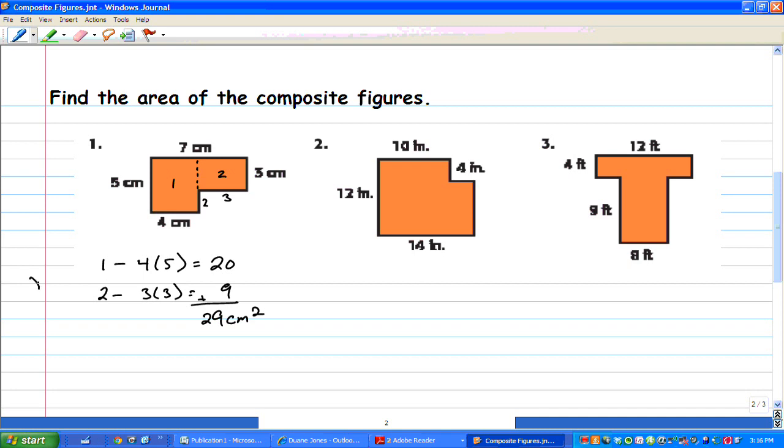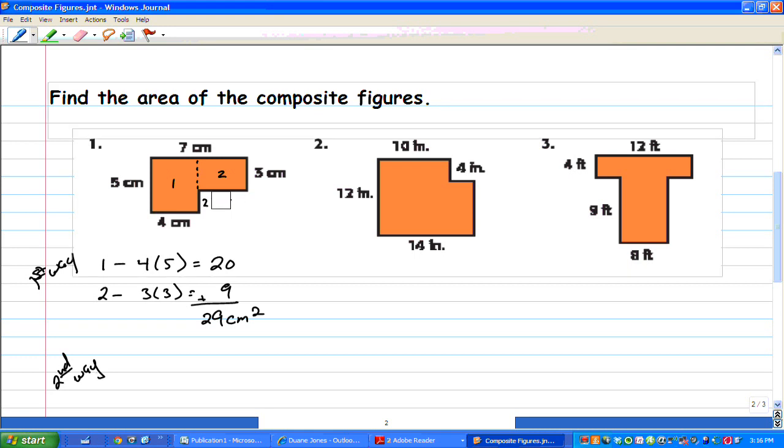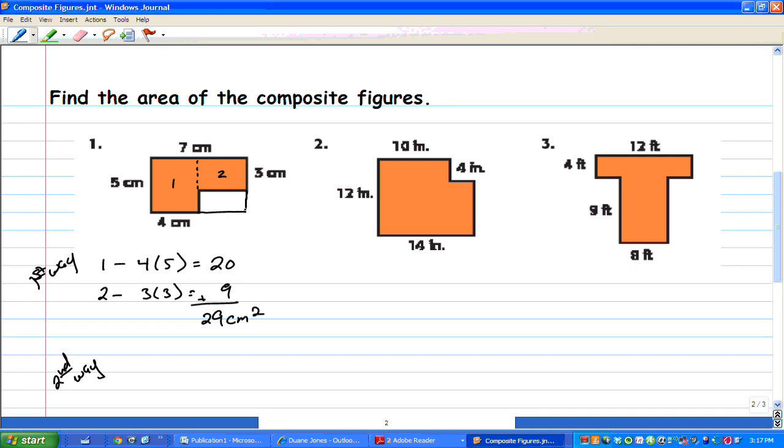Now this is the first way that I'm going to show you. I'm going to show you a second way. You choose which one makes more sense. You don't have to do both. That would be kind of crazy. But what you could do is say, if I didn't do this, I could look at this as being a solid shape like this. And then if it's a solid shape, I could find the area of the solid shape.